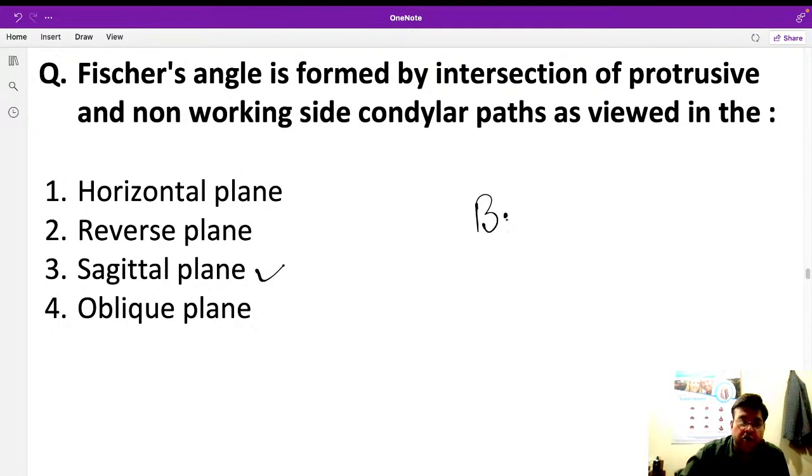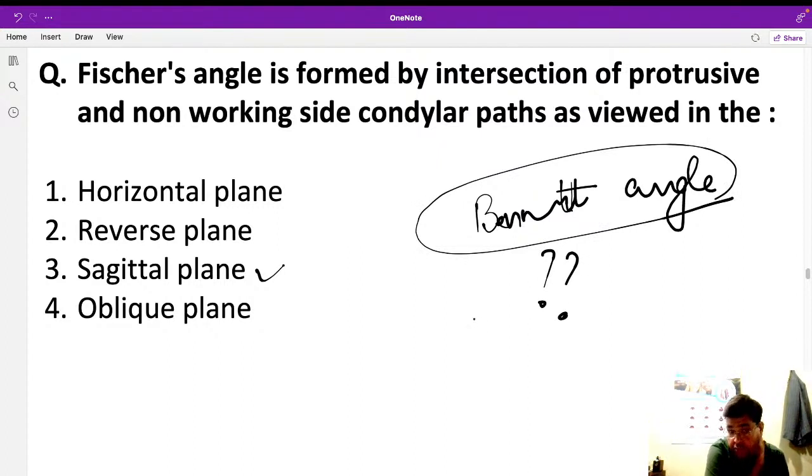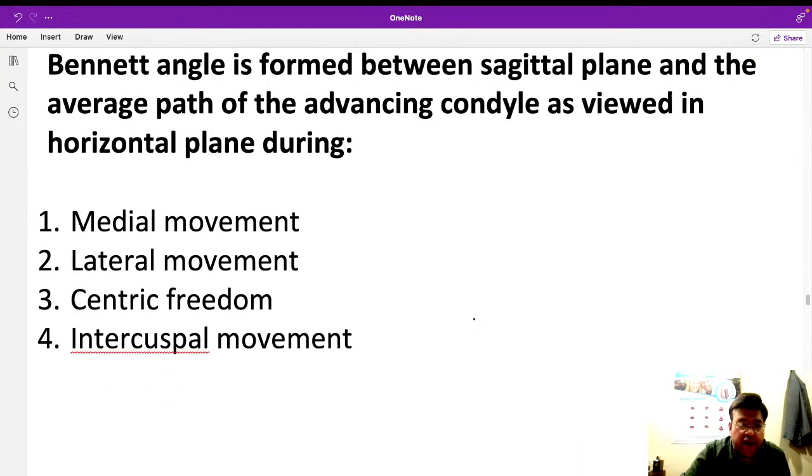And which plane do you see the Bennett angle? Bennett angle is in which plane? Yes, absolutely right. Bennett angle is in horizontal plane. So the next question is related to Bennett angle.